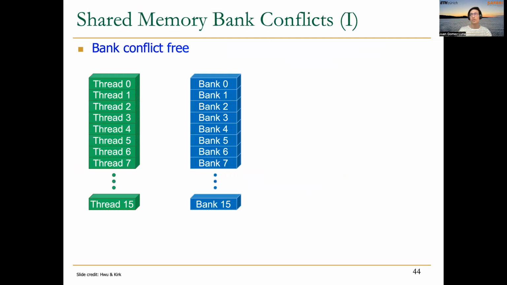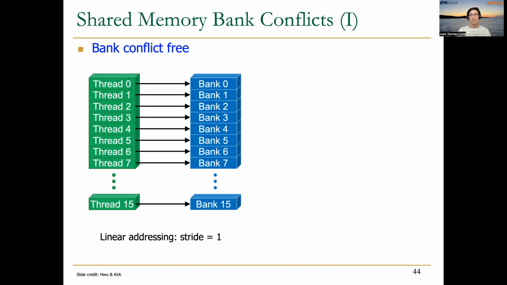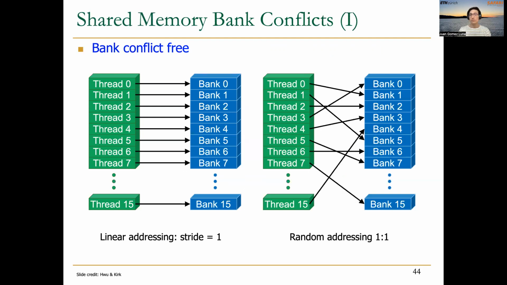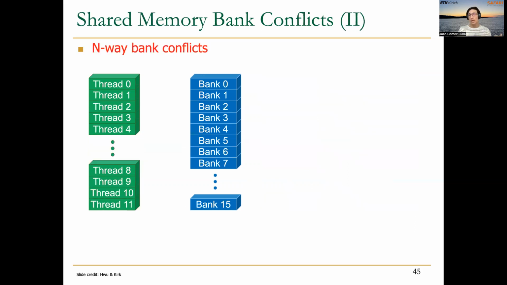Let me give you very briefly some easy examples of bank conflict-free accesses and accesses with bank conflicts. For example, if we have consecutive threads accessing elements in consecutive banks, which is what happens when we have a stride of 1 in our accesses, then there is no bank conflict. Or if we have randomized accesses and different threads access different elements in different banks, in this case there is also no bank conflict. We will talk about n-way bank conflicts depending on the stride, when we have different threads in the same warp accessing data in the same bank.